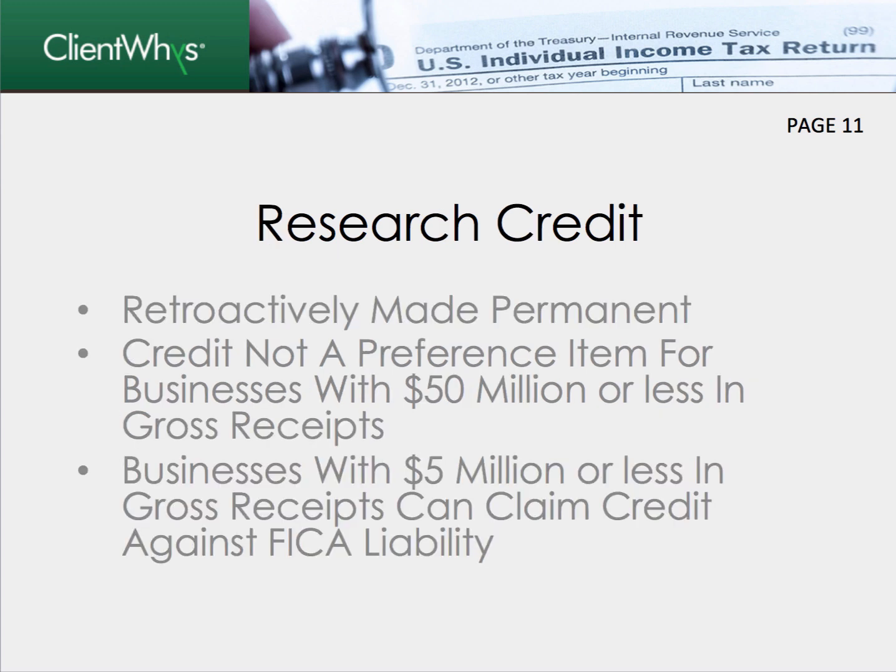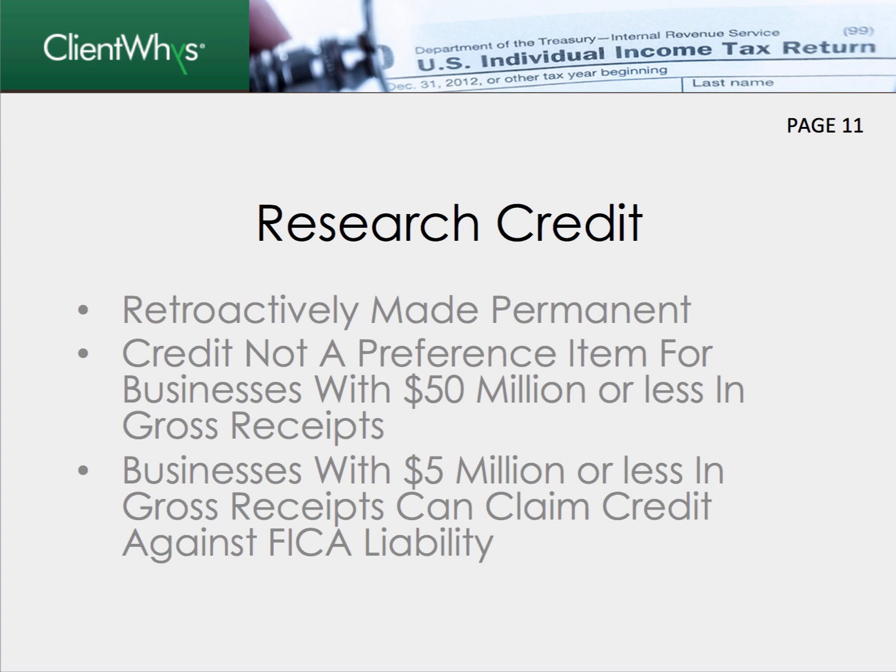Okay, so the research credit has been retroactively made permanent, and it provides a credit up to 20% of qualified expenditures for businesses that develop, design, or improve products, processes, techniques, and formulas, or software and similar activities. This credit's been around since 1981, and it's never been made permanent by Congress until now. It's always been extended year after year. Anyway, under the legislation, the credit now is retroactively made permanent. In addition, it is not a tax preference for small businesses.